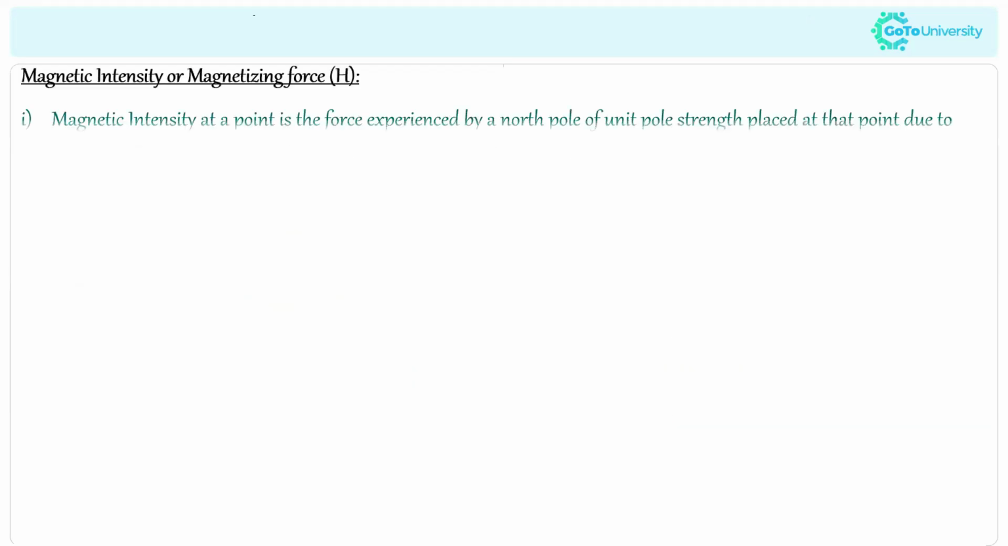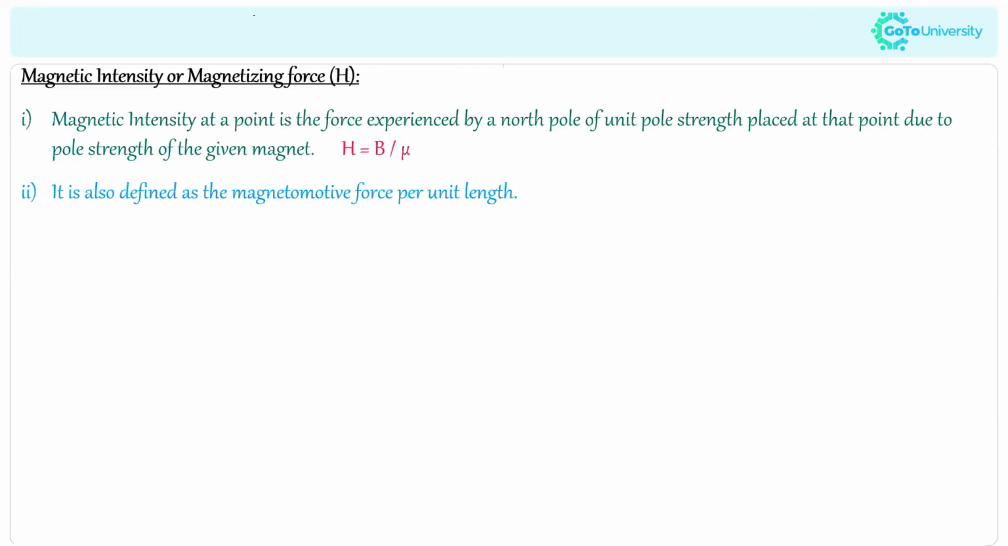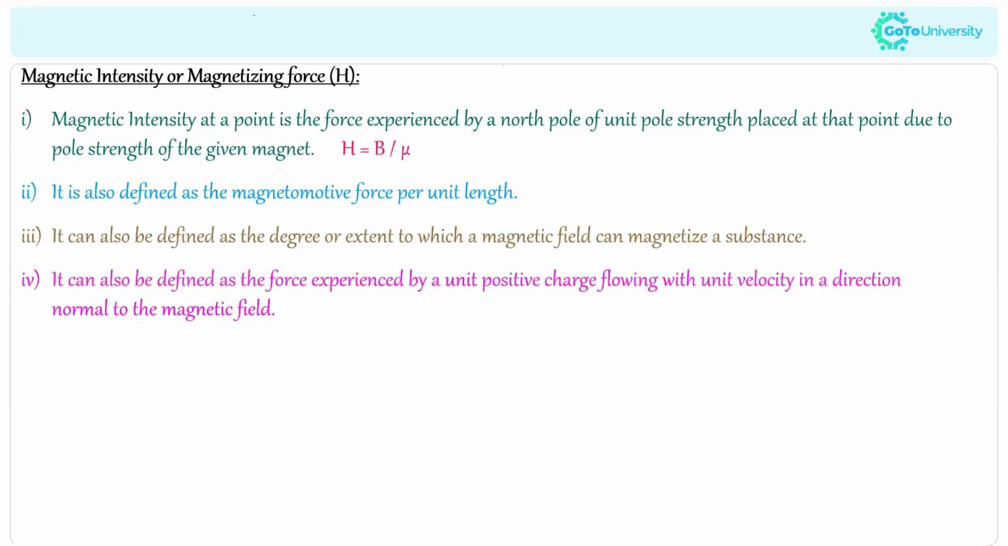Next, we are going to study the magnetic intensity or magnetizing force. It's known that magnetic intensity at a point is the force experienced by the north pole of unit pole strength placed at that point due to the pole strength of a given magnet. It can be calculated using the formula H is equal to B divided by mu. Here mu is the permeability of the corresponding medium.